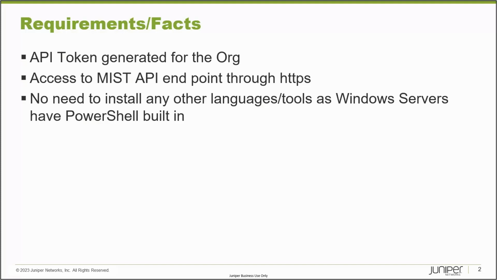Before you start using Windows PowerShell to retrieve the Mist information through REST API, you need to have the API token generated for the organization, which I will show you briefly by following the documentation in the API documentation site. And you need to have access to the Mist API endpoint through HTTPS from the Windows server that you will be running the PowerShell from, okay?